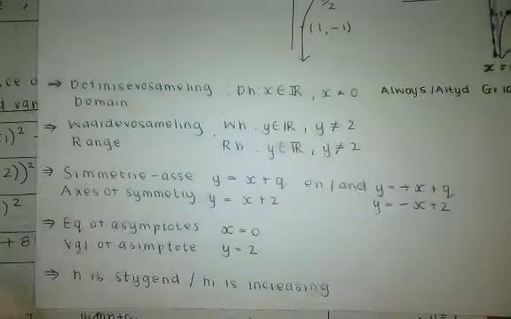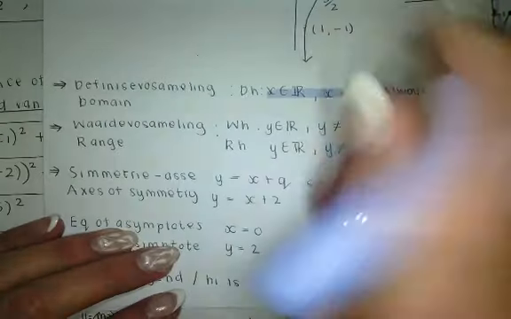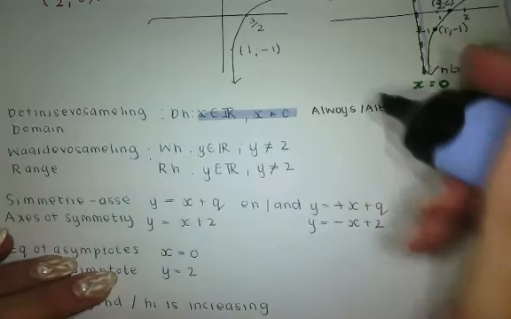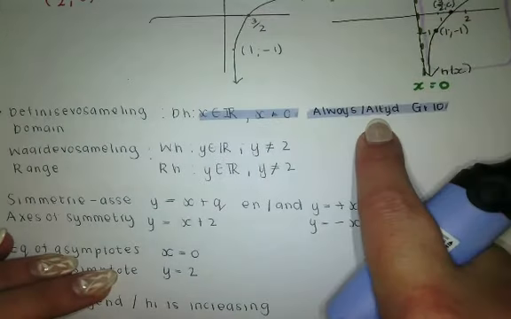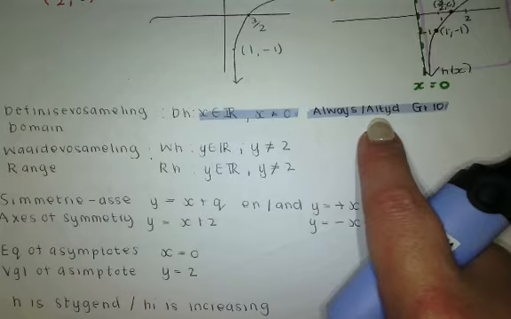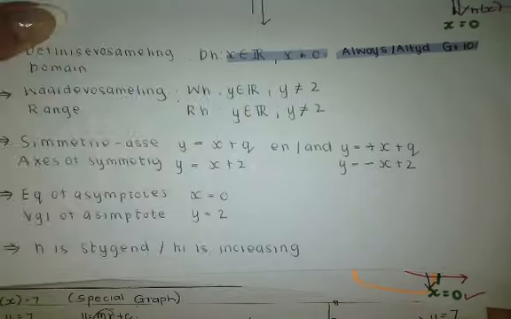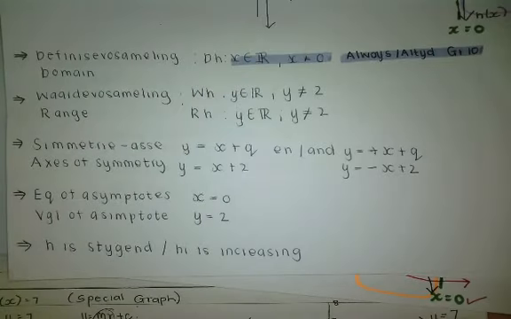It can't equal 0. So, in grade 10, x is an element of real numbers, x cannot equal 0. It will always be like that in grade 10, because remember, that axis does not move.